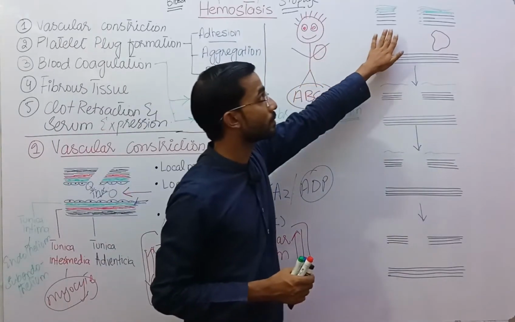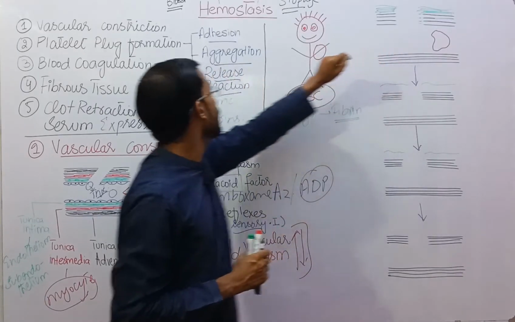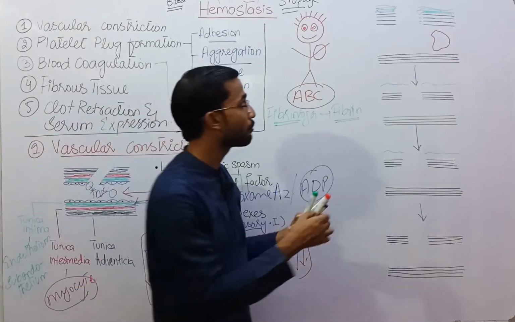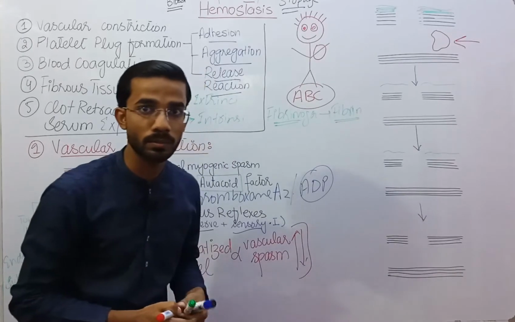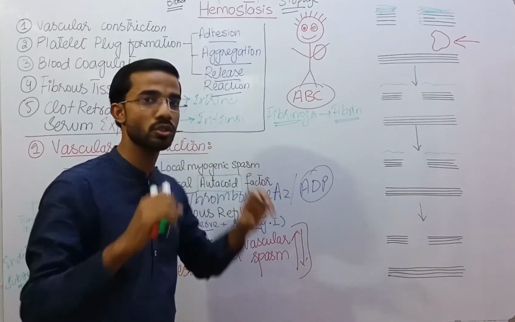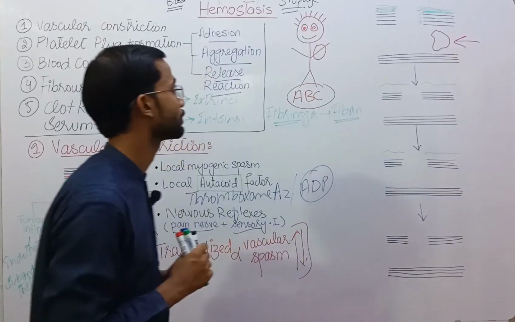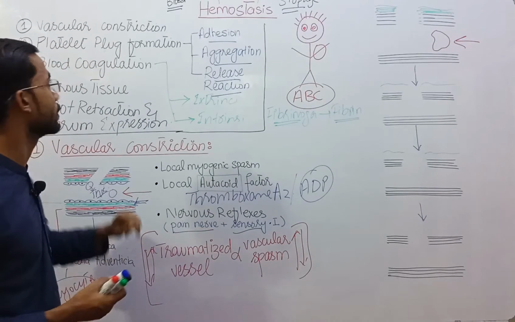As you see, just after the injury, the vascular constriction occurred. It means the flow of blood to the area of the injury is reduced due to the contraction of the blood vessels or blood vessel cells, as this normally occurs after the injury.